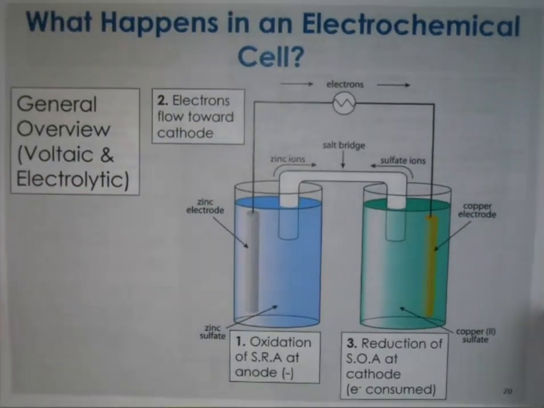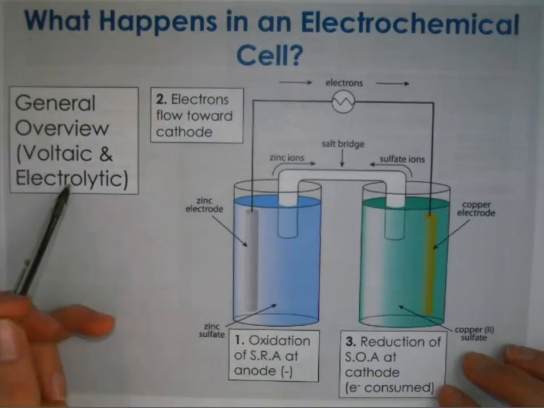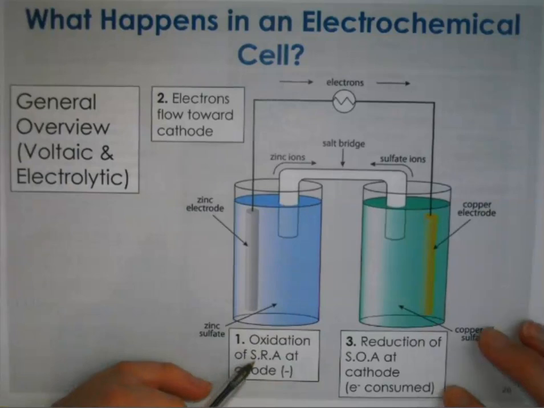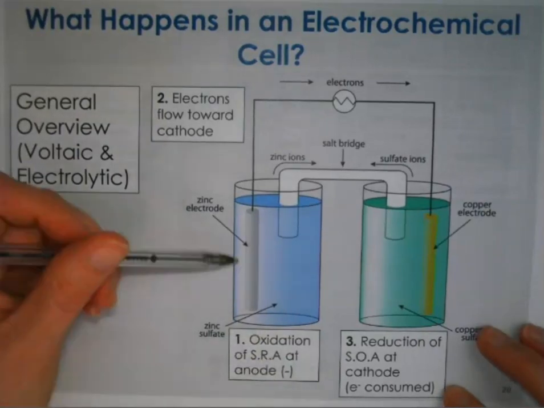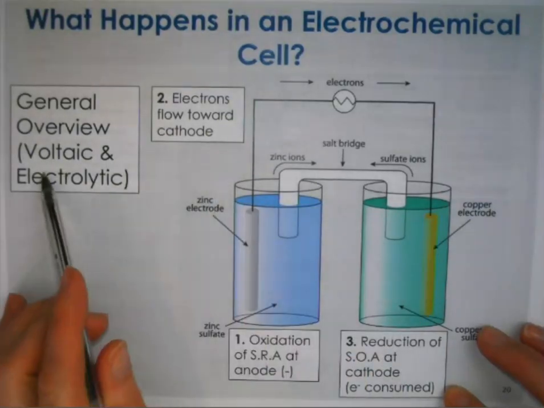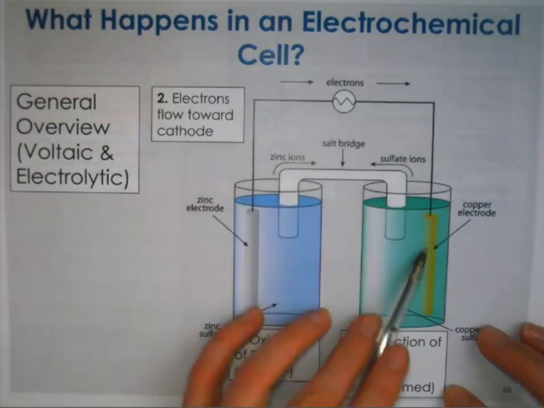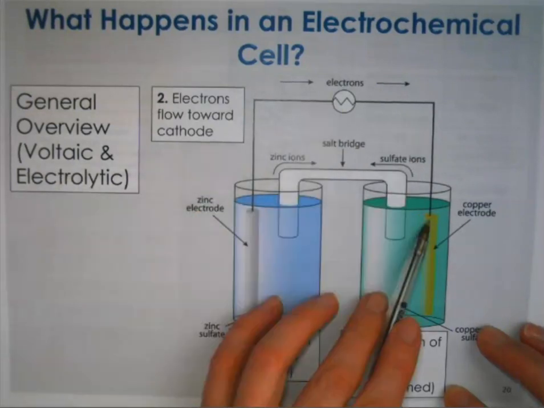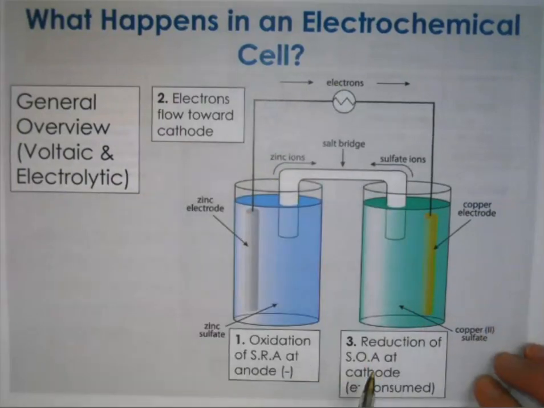Okay, so let's start at the anode, which is where oxidation happens regardless of what type of cell we're looking at. So oxidation means electrons are being lost, right? Those electrons are going to flow towards the cathode. In a voltaic cell, that's happening spontaneously. In an electrolytic cell, it's being powered by a power supply here. Okay, so electrons flow towards the cathode, and then at the cathode we have reduction of the strongest oxidizing agent.